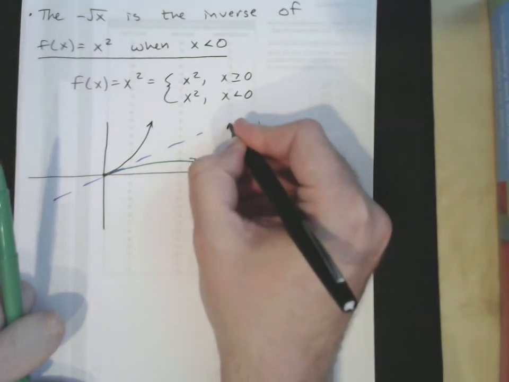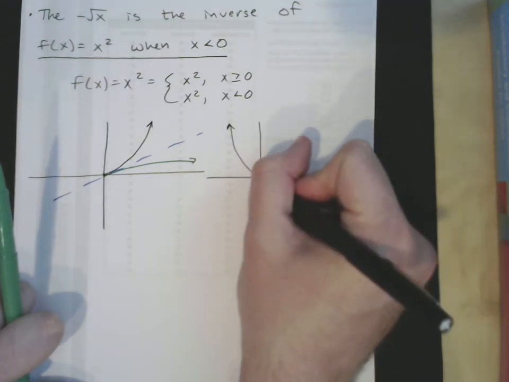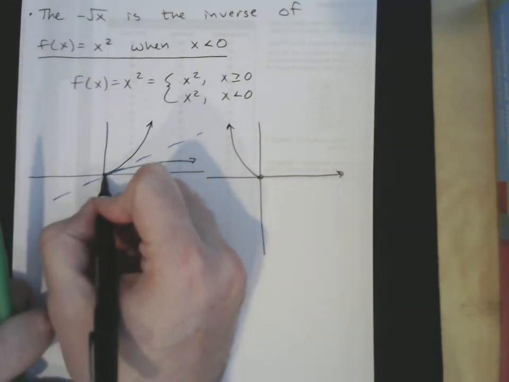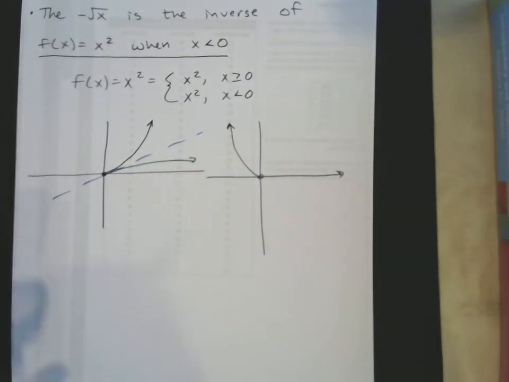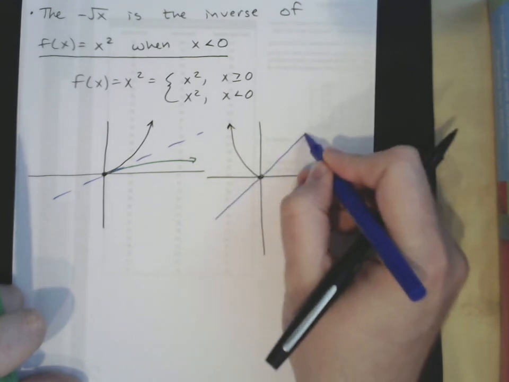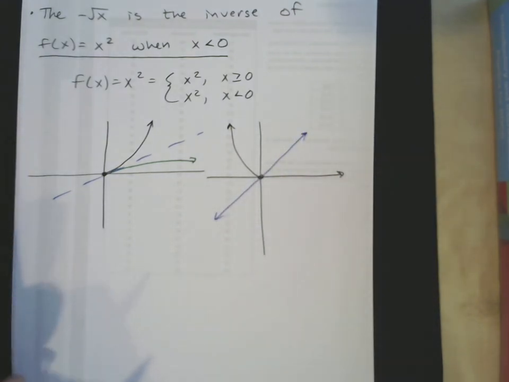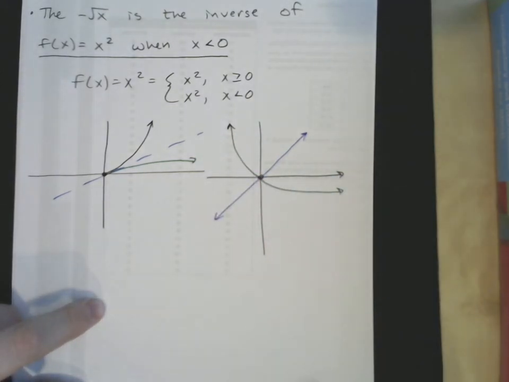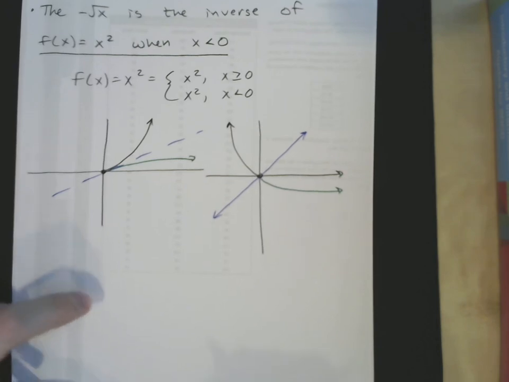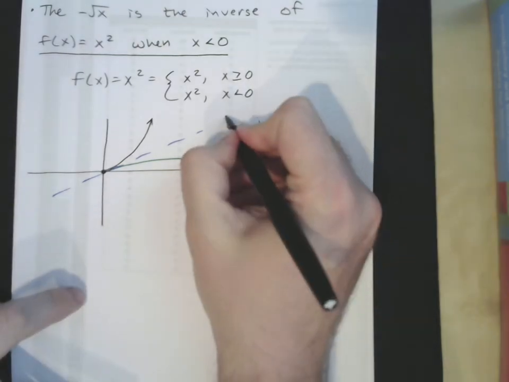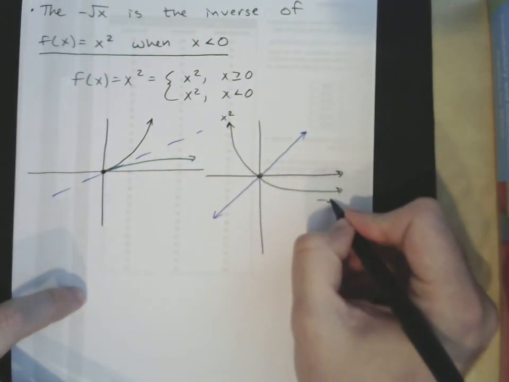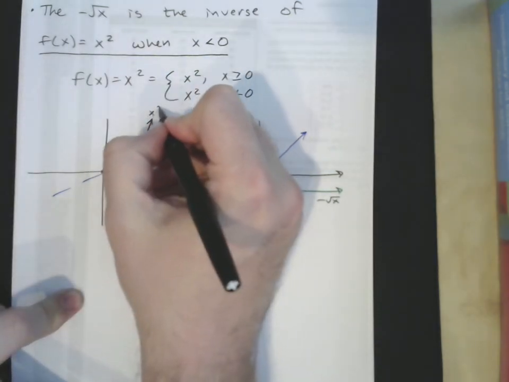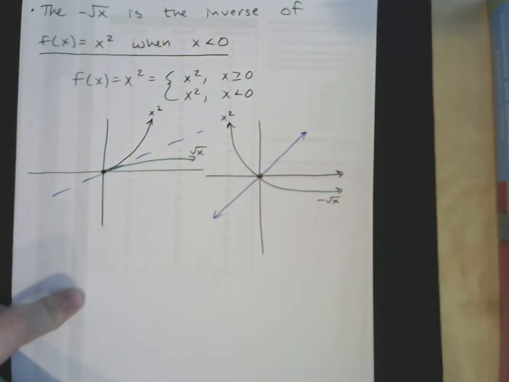The other side, this is x squared when x is less than 0. Not including 0 though. So this is a point and this is a hole. And we reflect across this line again. Well, this reflected does this. So this here is x squared. This is the negative square root of x. This is still x squared, and this is the positive square root of x.